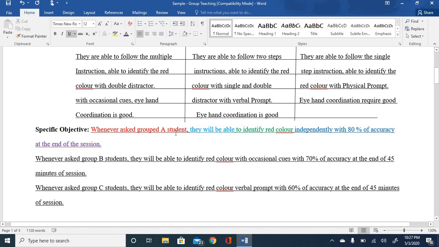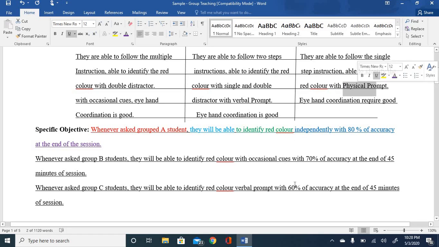Whenever asked, group A students will be able to identify red color independently, whereas he is able to do it on an occasional basis. That means occasionally he wants a hint, whereas here I want my child to do it independently with 80% of accuracy. Similarly, for verbal prompt, my expectation becomes the occasional cue.